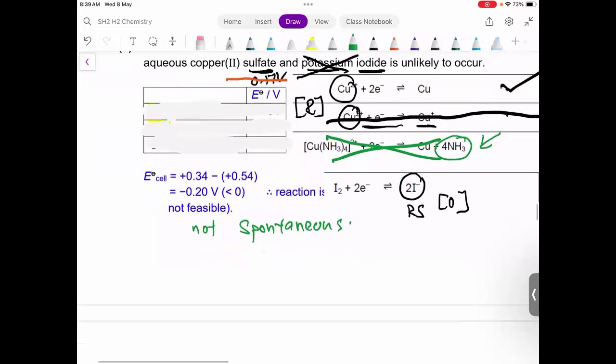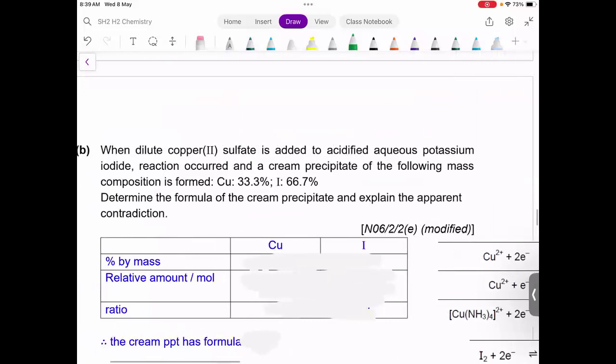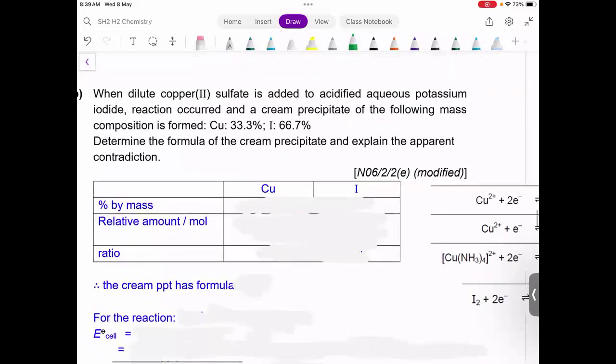All right, so this is what is happening. So let's look at 8B. With dilute copper 2 sulfate added, and so on. Do you still remember how to calculate the empirical formula? Yes, okay. With the calculation, you should be able to tell that this is copper 1 iodide. Did you manage to get this?